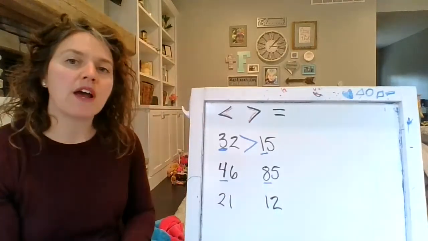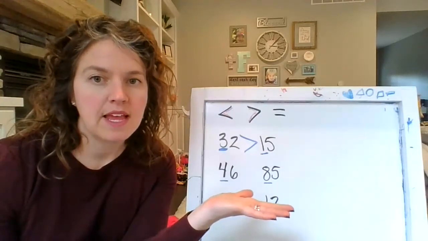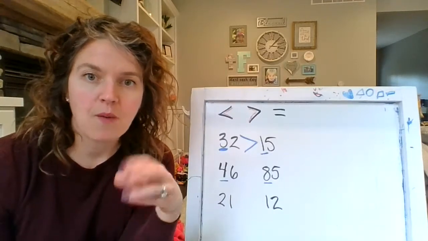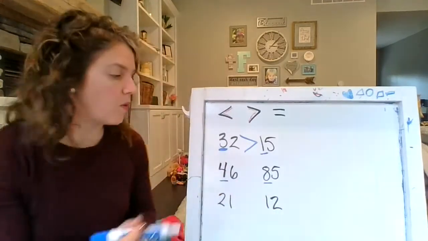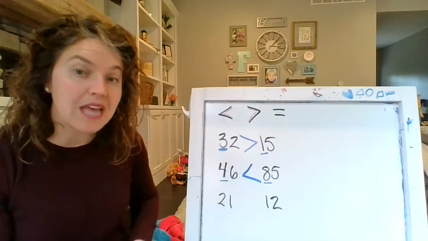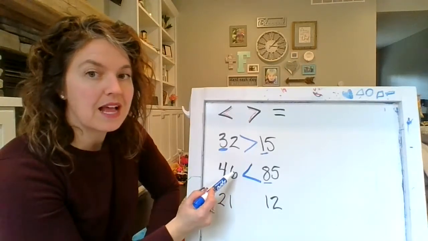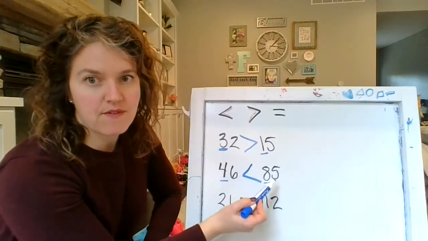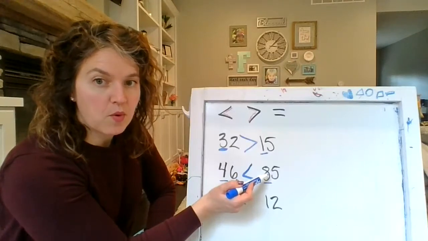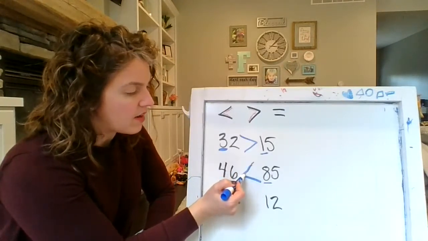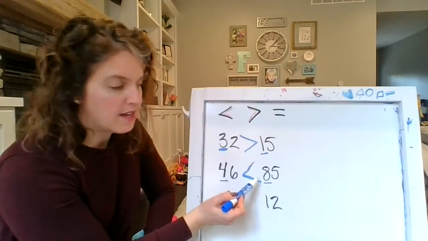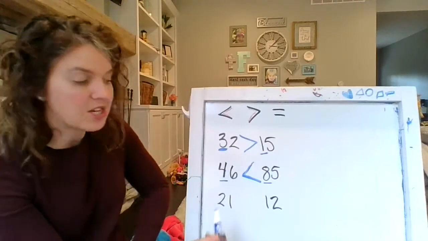If you said, Miss Fonner, do you want 8 groups of 10 pieces of candy or 4 groups of 10 pieces of candy? I would say, well, I want 8 groups of 10. I want the most. So we're going to make that alligator mouth go toward the 85. But when we say it, we would say 46 is less than 85. And we can remember that because when the alligator mouth is pointing to that larger number over here, it makes kind of like the letter L. That helps us say 46 is less than 85. Now let's look at 21 and 12.